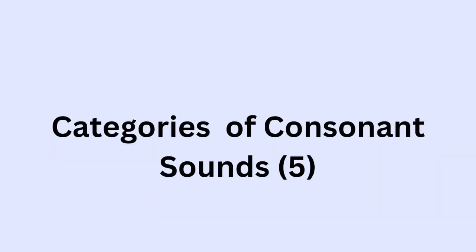So we will be looking at the categories of consonant sounds. There are different ways by which we can classify consonant sounds, based on how they are pronounced, based on how we hear them, and based on the manner of pronunciation of these sounds. We will be looking at the different categories one after the other. One, we have the voiced and voiceless sounds.